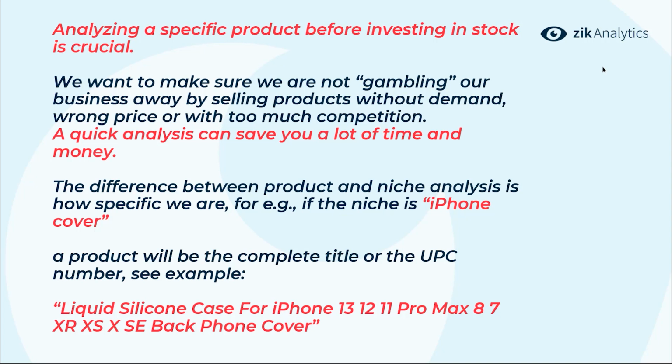The difference between product and niche analysis is how specific we are. For example, if the niche is iPhone cover and we only search iPhone cover on ZIK Analytics, a product research will be a complete title or the UPC, the unique product manufacturer number. See the example: liquid silicone case for iPhone 13, 12, 11, Pro Max, 8, 7, XR, XS, X, SE, back phone cover. This is a complete eBay title that I brought as an example.